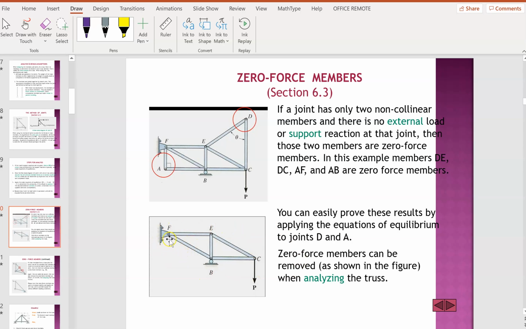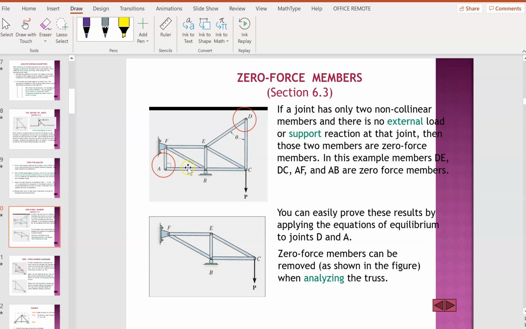So just remember, if this whole structure were repeated about 1,000 times in a construction, how much can you save with these 4 rods? Let's say one rod is about 100 ringgit or 1,000 ringgit.